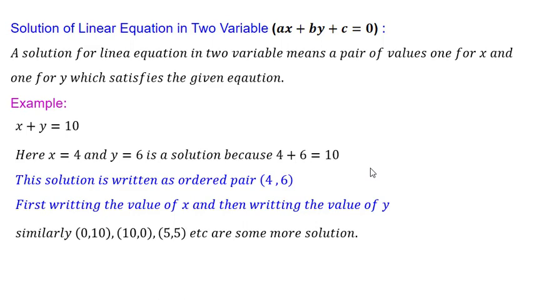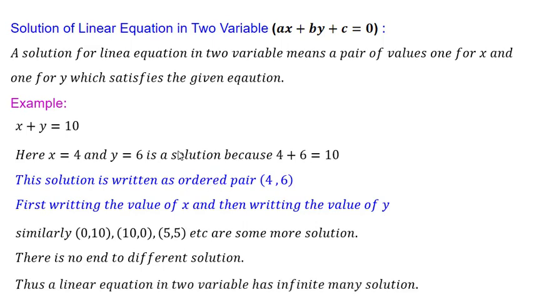are some more solutions. When I say (10, 0), that means I am talking about value of x as 10 and value of y as 0. When I am talking about (5, 5), then the value of x is 5 and the value of y is also 5. There is no end to different solutions. I can continue like this. (-1, 11) will also give me a solution. (100, -90), this also gives me 10. So there are infinite number of solutions for this x plus y equal to 10. Thus a linear equation in two variable has infinitely many solutions.